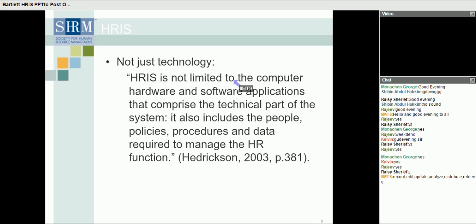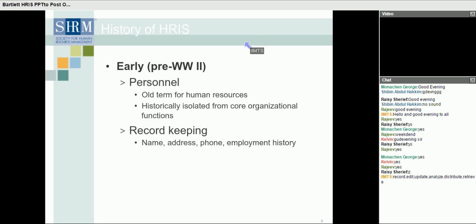So not just technology, HRIS is not limited to the computer hardware and software applications that comprise the technical part of the system. It also includes the people, policies, procedures and data required to manage the HR function. That means human resource information system is not only related to the technical, hardware and software part. It also includes the policies, procedures and data required to manage the HR function.